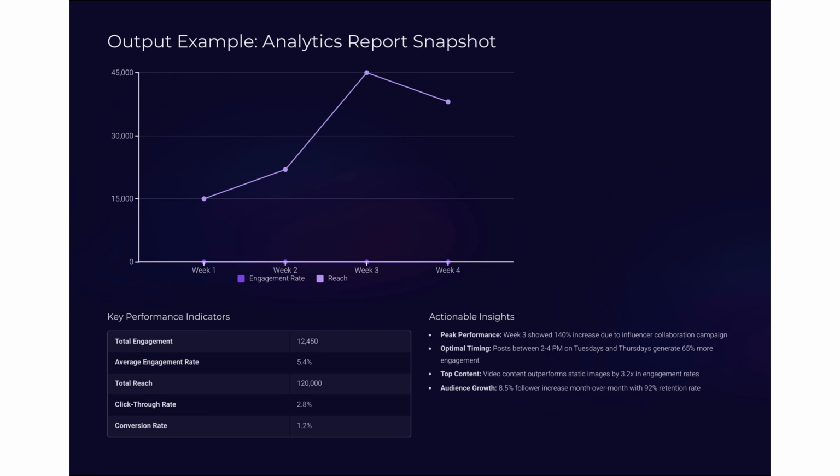Analyzing the analytics report snapshot, Week 3's engagement surged by 140% due to an influencer campaign. Optimal posting times are 2 to 4 p.m. on Tuesdays and Thursdays, boosting engagement by 65%. Video content excels, outperforming static images by 3.2 times. Audience growth is robust, with an 8.5% increase and 92% retention rate.